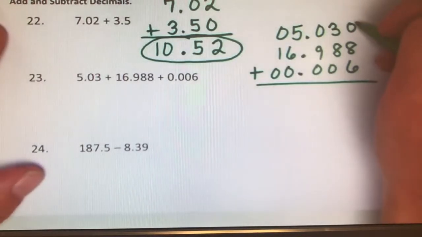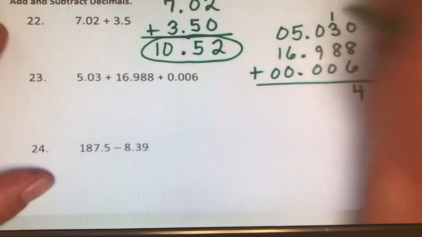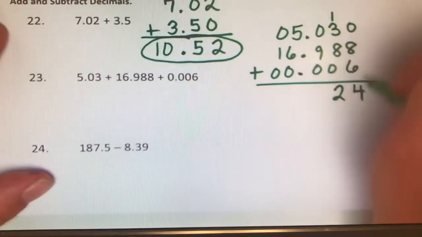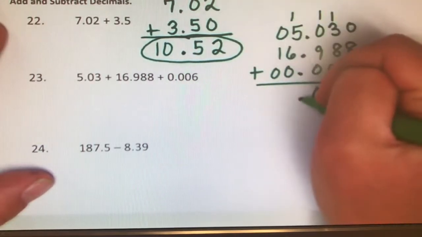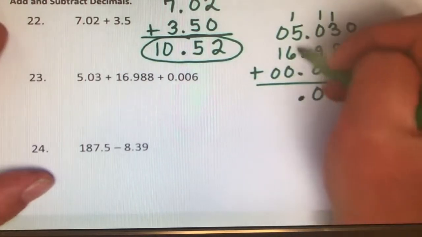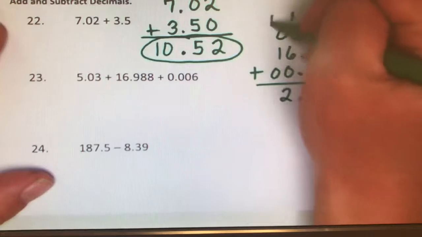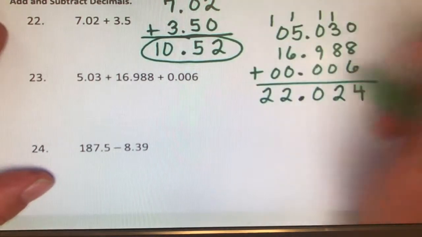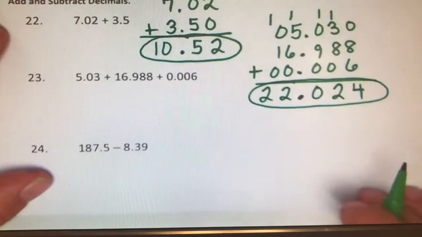Okay, so let's go down the thousandths. 8 plus 6 is 14. Put the 4, carry the 1. 8, 9, 10, 11, 12. Put the 2, carry the 1. 9 plus 1 is 10. So I'm going to put a 0 and carry the 1. Now make sure you bring down your decimal right here so you don't forget it. 5 plus 6 is 11, plus 1 more is 12. Put the 2, carry the 1, and then 1 plus 1 is 2. So 22 and 24 thousandths for that answer.